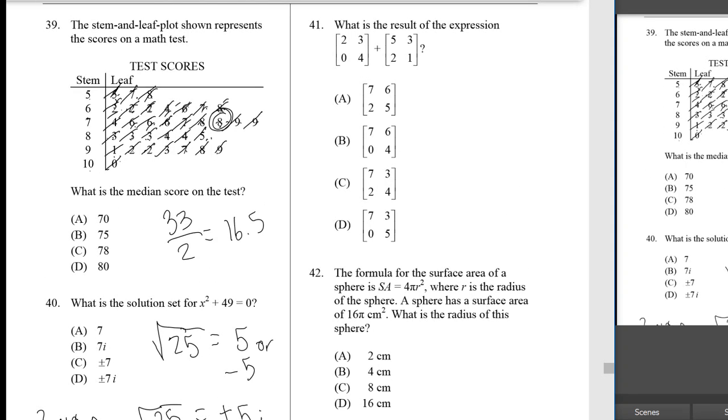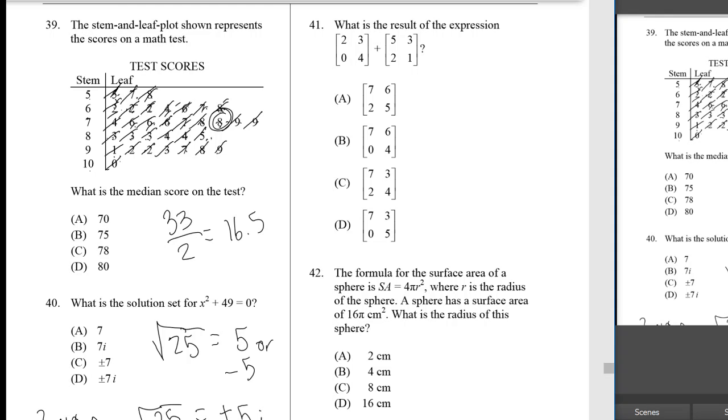41. The result of this expression. This is what we call a matrix. So it looks hard, right? You see these and you're like, well, what do I do? It's super simple. One of the easiest problems that you have. All right, what is the result of this expression?